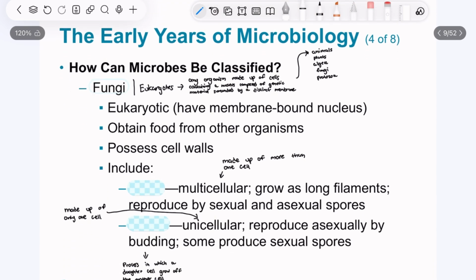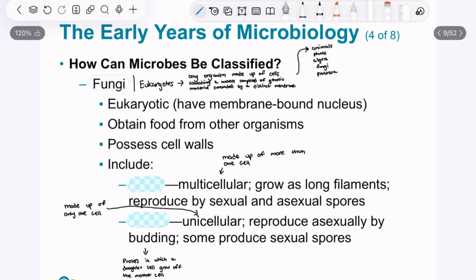So fungi. Fungi are eukaryotes. Eukaryotes are any microorganisms made up of cells containing a nucleus composed of genetic material surrounded by a distinct membrane. And these include animals, plants, algae, fungi, and protozoa once again. They often obtain food from other microorganisms and they possess cell walls.